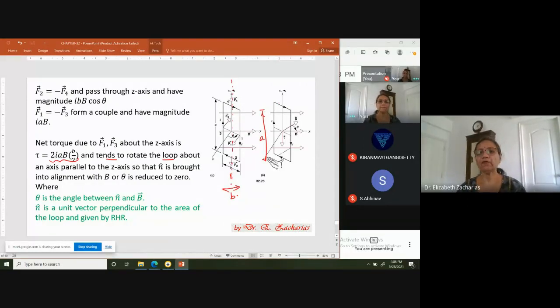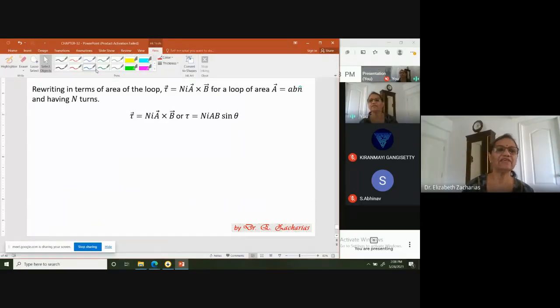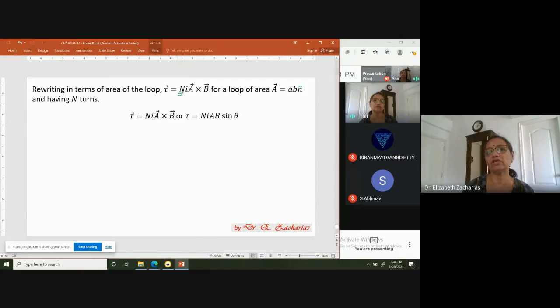Now all these things that are written in English can be written in the form of an equation. Let us say that there are N number of turns of the loop. Sometimes you can have a coil through which current is passing. If N is the number of turns of the loop, then the net torque acting is going to be torque equals NIA cross B.